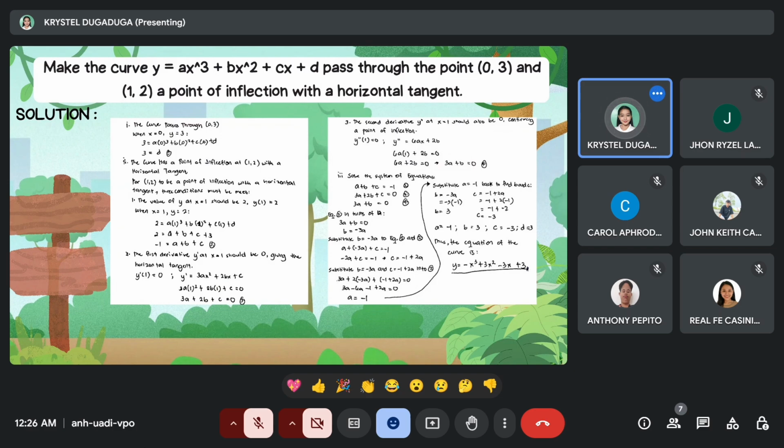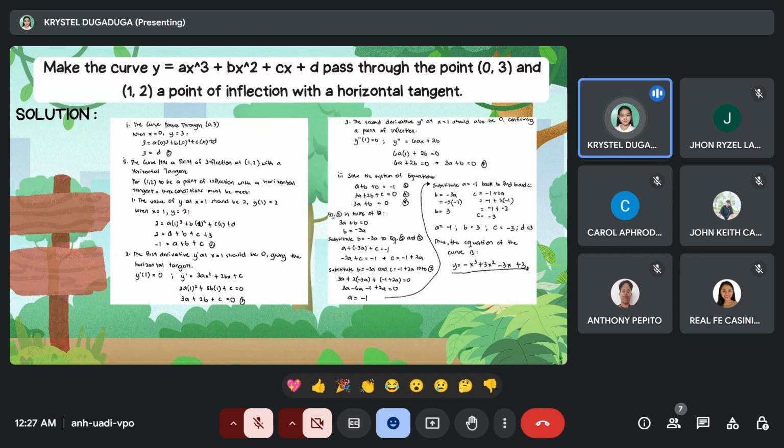So next step is the curve has a point of inflection at point (1, 2) with a horizontal tangent. So for the point (1, 2) to be a point of inflection with a horizontal tangent, 3 conditions must be met. So first one is the value of y at x equals 1 should be 2. So y of 1 is equal to 2, when x is equal to 1 and y is equal to 2. So simply substitute, then we get negative 1 equals a plus b plus c, and that is our equation number 2.